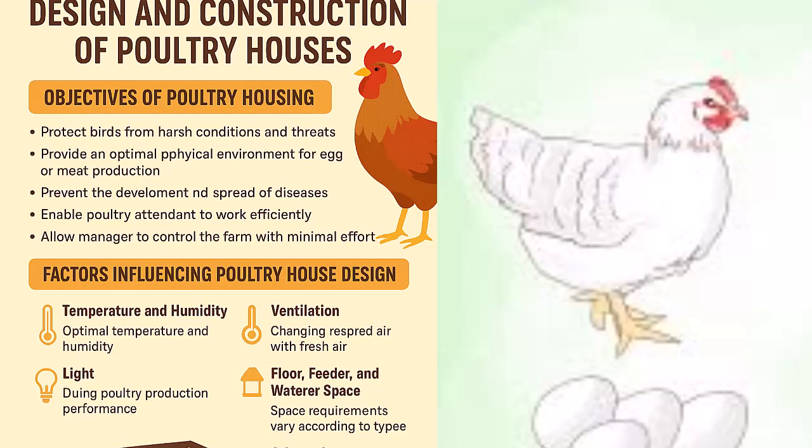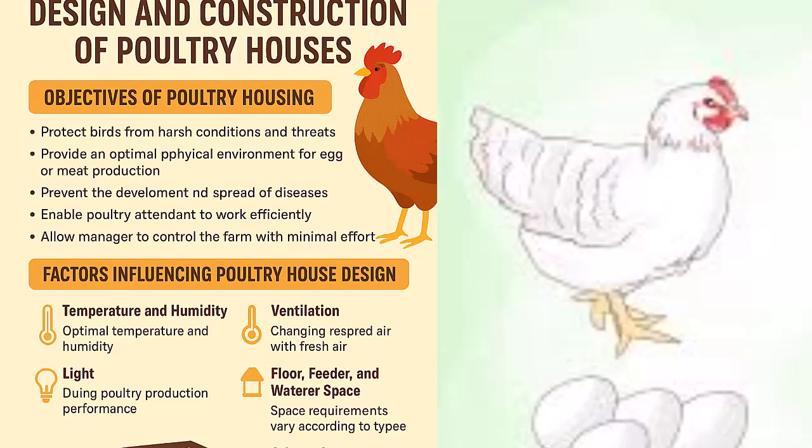The location and site selection. Elevation: site should be on high ground to prevent water logging. Microclimate: ensure optimum temperature, humidity, light, and ventilation. Orientation: east-west direction to avoid direct sunlight. Accessibility: all-weather transport routes are essential. Utilities: constant electricity, potable water, and efficient drainage.